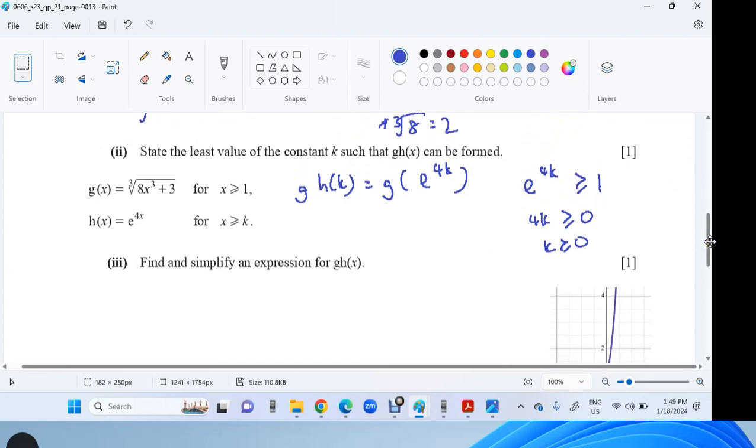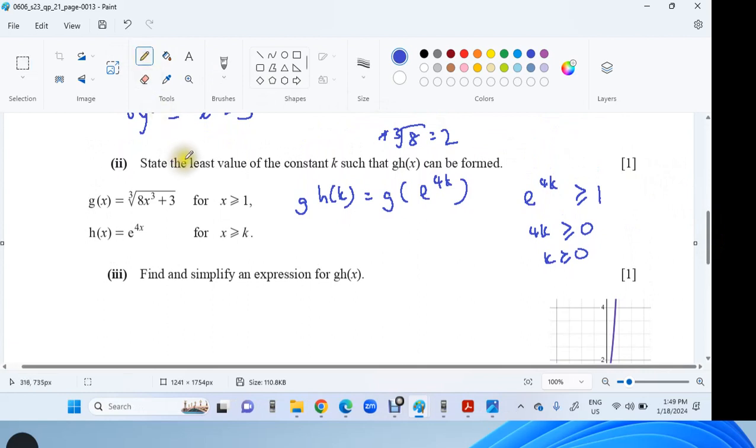The question asks for the least value of the constant k. So k can be greater than or equal to 0. Then the smallest one is 0. So the least value of k is equal to 0.